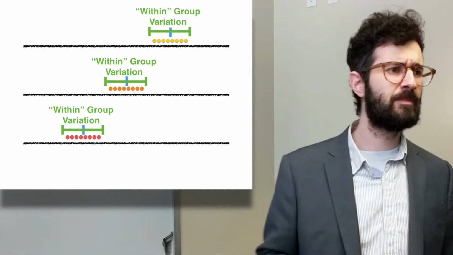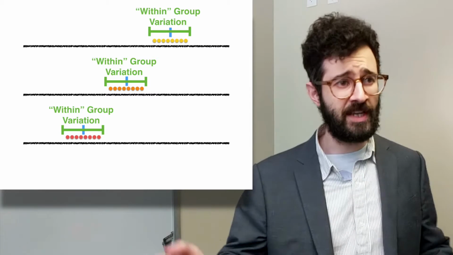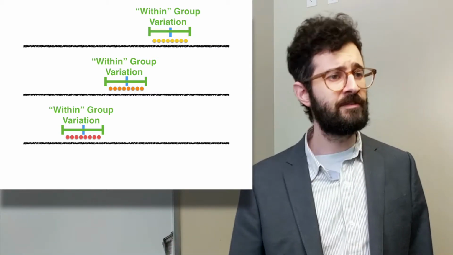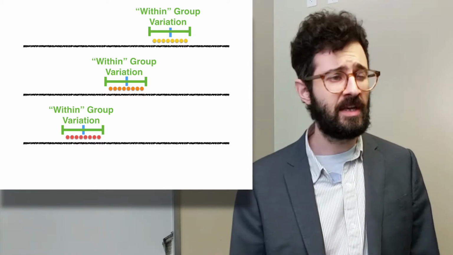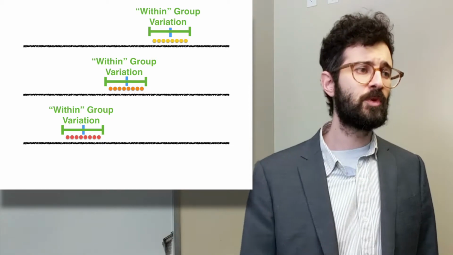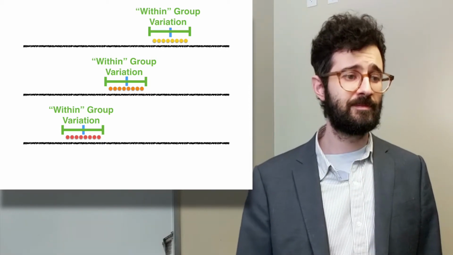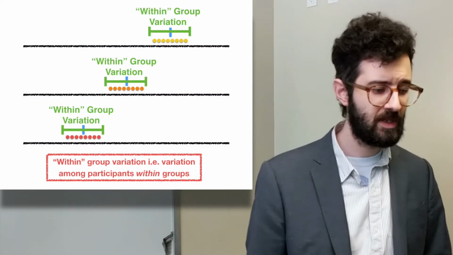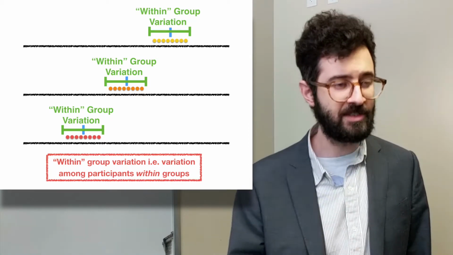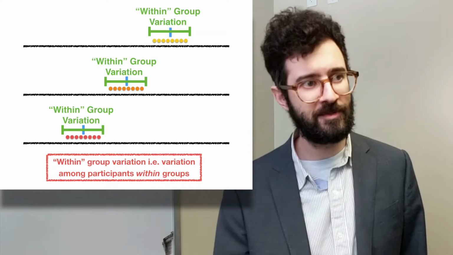So here's a diagram. We have our three different groups. We could technically take our data set and divide it into three different groups. And then for each group, we could calculate a sample standard deviation. So for each group, we can figure out the within group variation. Within group variation is the variation among participants within their groups.